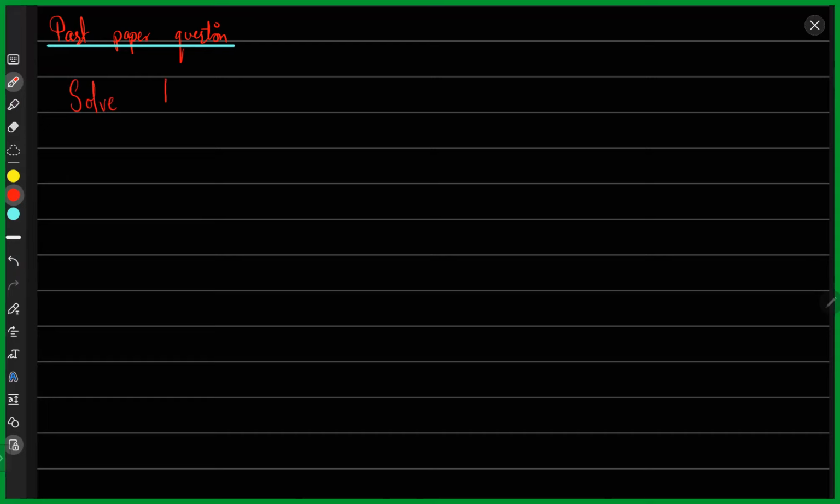It says, solve the equation secant square theta plus tan theta minus 1 equals 0 for theta between 0 degrees and 360 degrees. This is basically the interval for theta. Okay, all right.